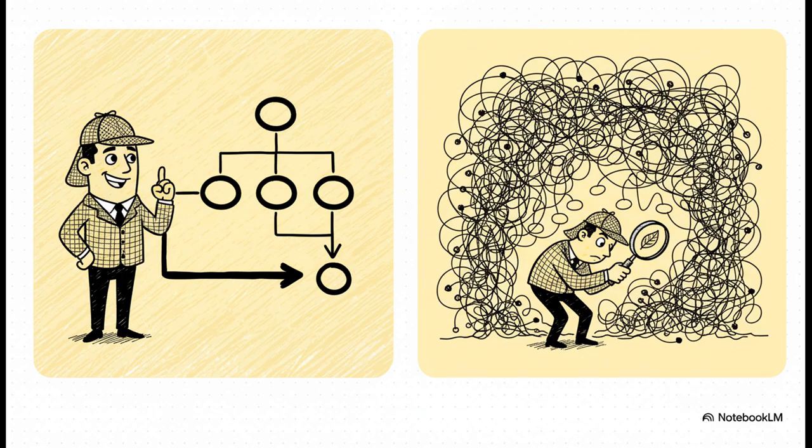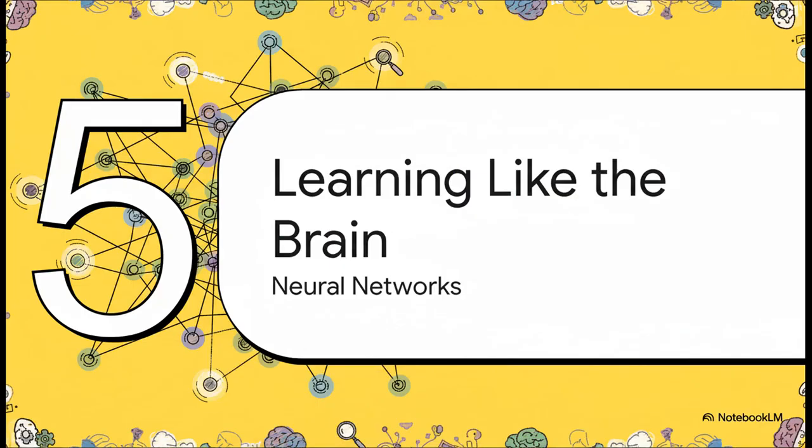Okay, our final learner takes a totally different path, one that's inspired by the most powerful learning machine out there, the human brain. We're talking about neural networks. These are the engines behind everything from self-driving cars to AI art, and they learn by creating these complex, interconnected webs of understanding all on their own.